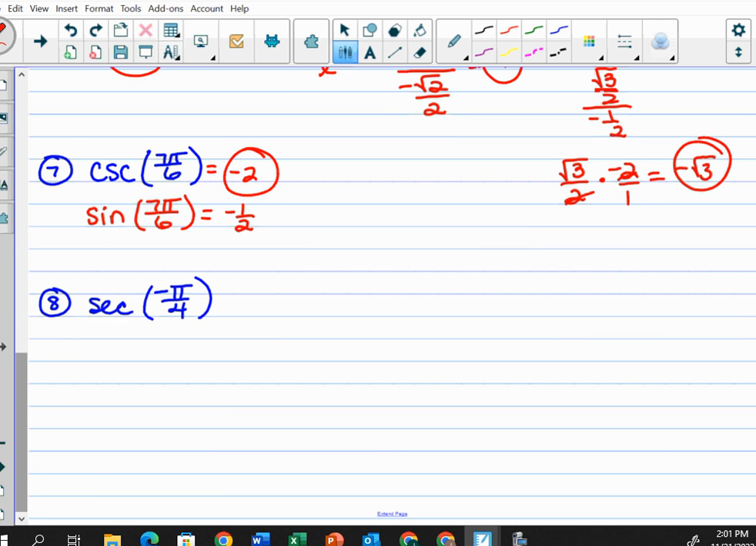Secant of negative pi over 4. Give it a try. I like it. You're confident in your answer. Not really. Oh, okay. A little bit. I think I'm ready. All right. Do you have to rationalize it? Yep.